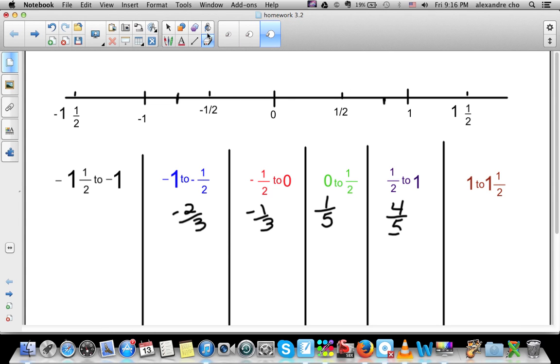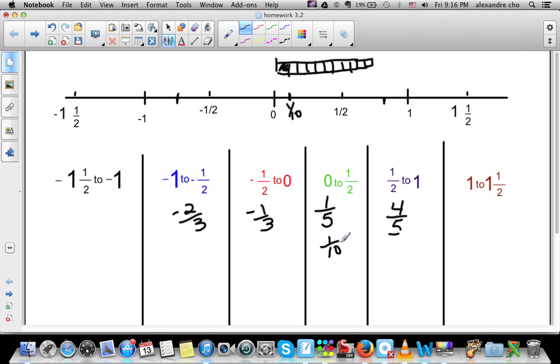Next fraction is 1/10. 1/10 is a very tiny piece. If you have a chocolate bar and you cut that into 10 pieces, and you take one piece out of that chocolate bar, that is a very tiny piece, and obviously it's less than a half, so that fraction is going to be between 0 and half. So 1/10 goes over here.